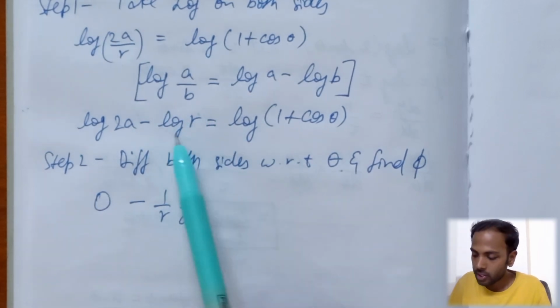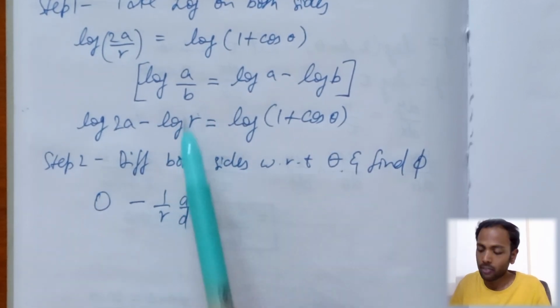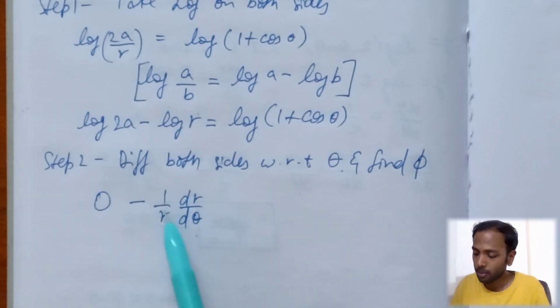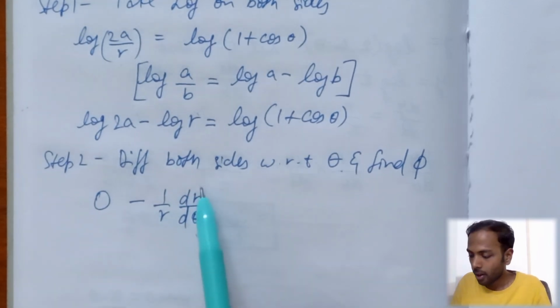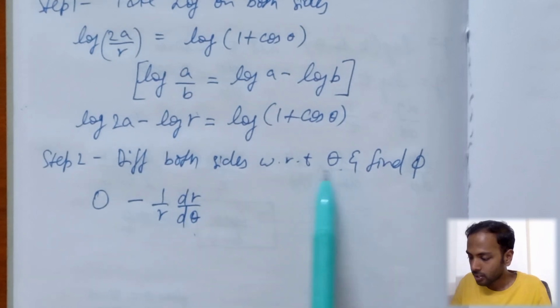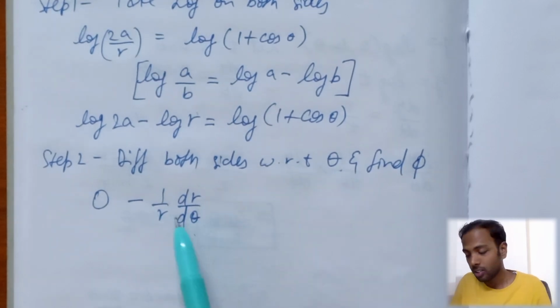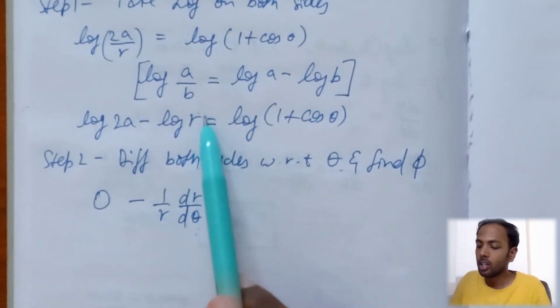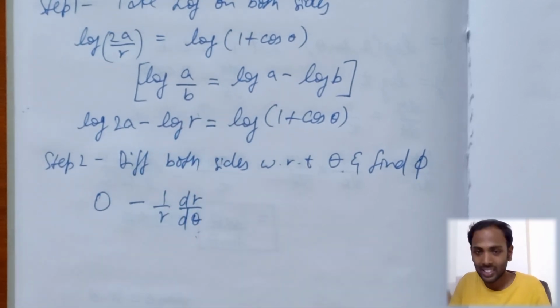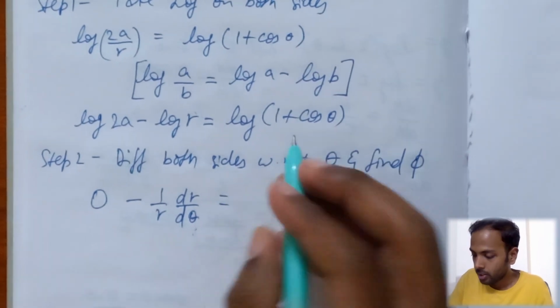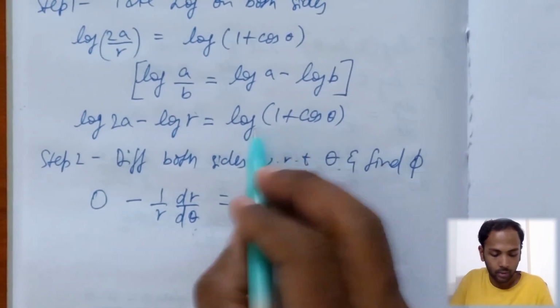First, differentiate this with respect to r itself. The differentiation of log r with respect to r is 1 by r. All the differentiation formulas are in the description. And then 1 by r, and since we need it with respect to theta, just multiply it with dr by d theta. If it was log w, it would be 1 by w into dw by d theta. If it was log s, it would be 1 by s into ds by d theta. That's all. This is equal to the differentiation of the right side.